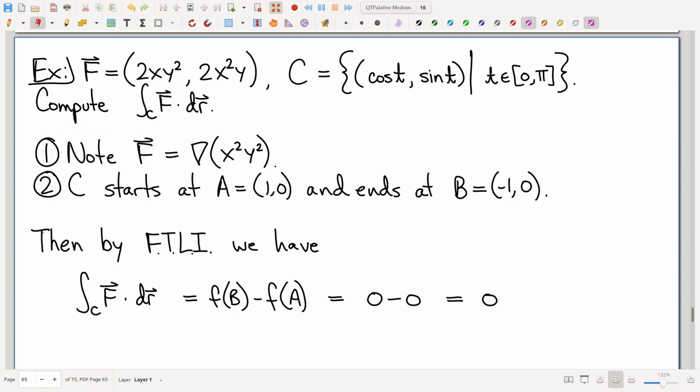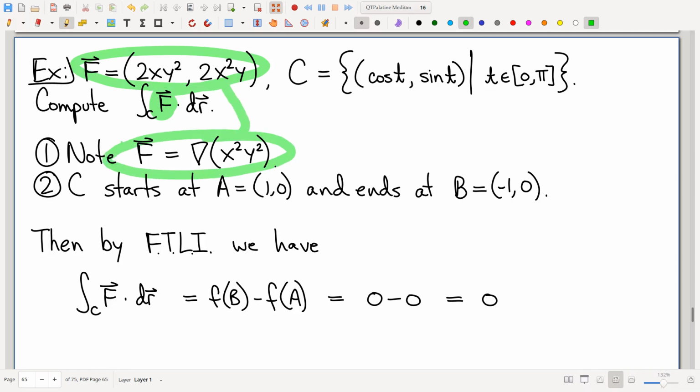So you could take the parameterization and plug it in, and take the parameterization and compute your R prime, and do the usual pullback thing, plug and chug, and that's going to end up with some trig integrals that are doable, but a little tedious perhaps. So the better path, the better idea here is going to be to realize that this vector field, our integrand here, is a gradient. And specifically, it's a gradient of this function right there.